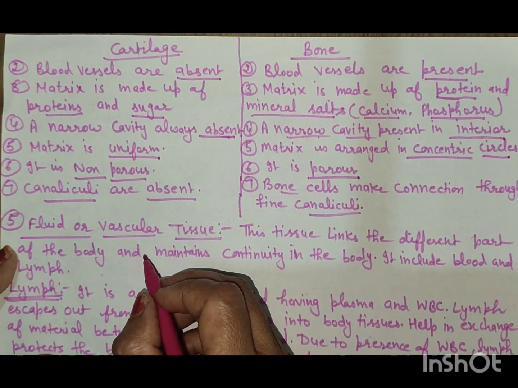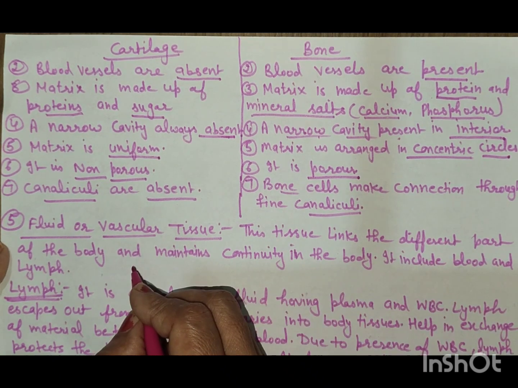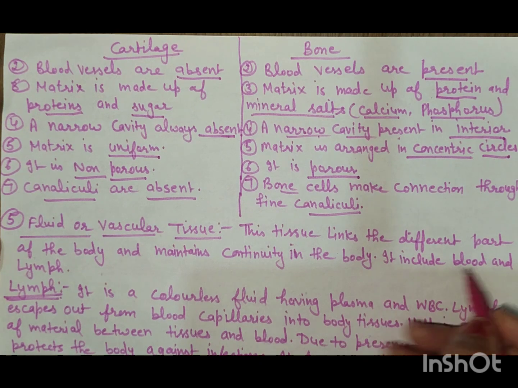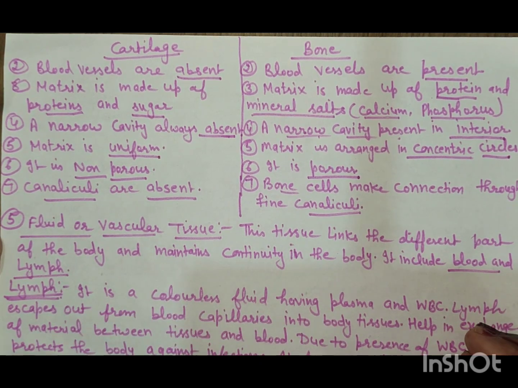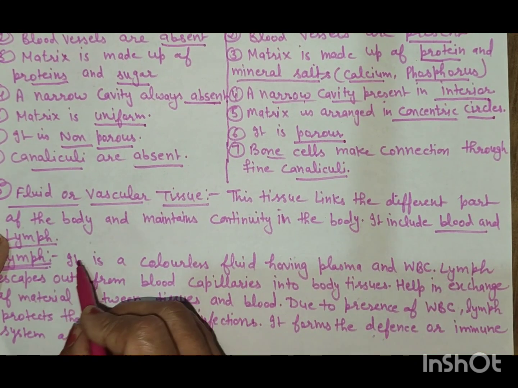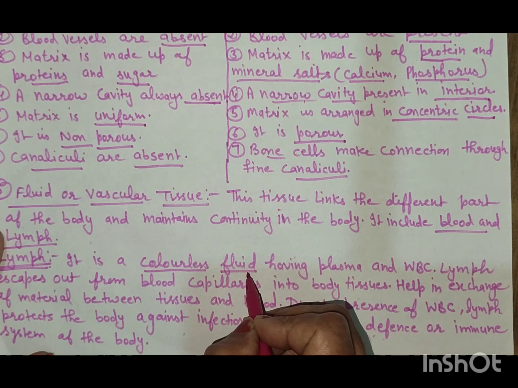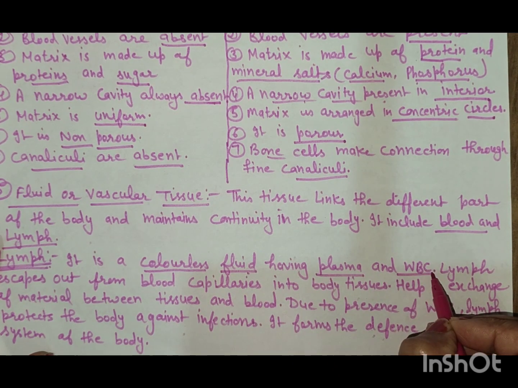Fluid or vascular tissue. The tissue links the different parts of the body and maintains continuity in the body. It includes blood and lymph. Lymph is a colorless fluid having plasma and WBC.